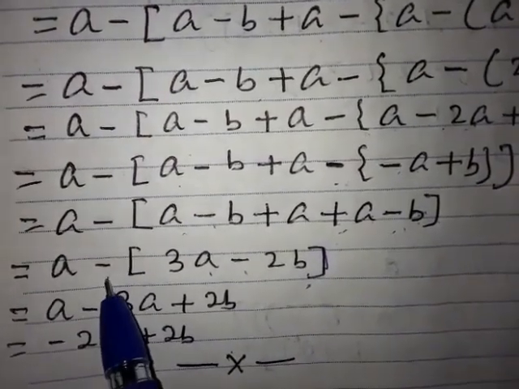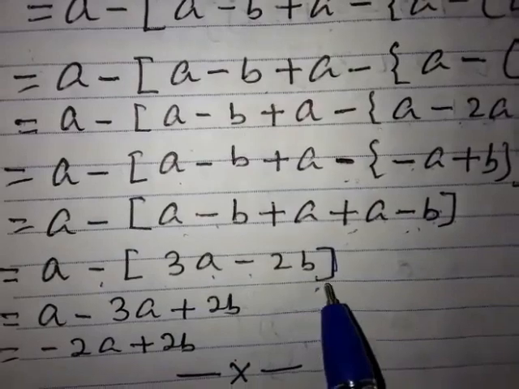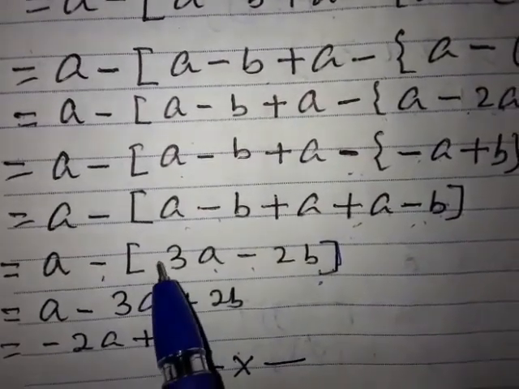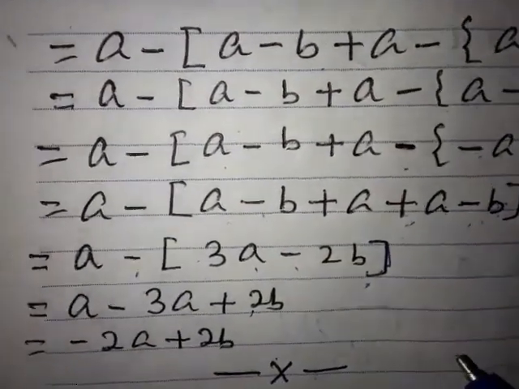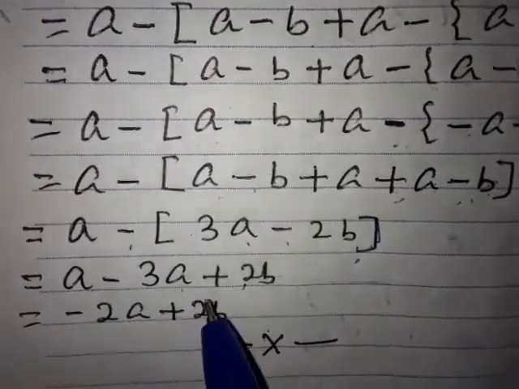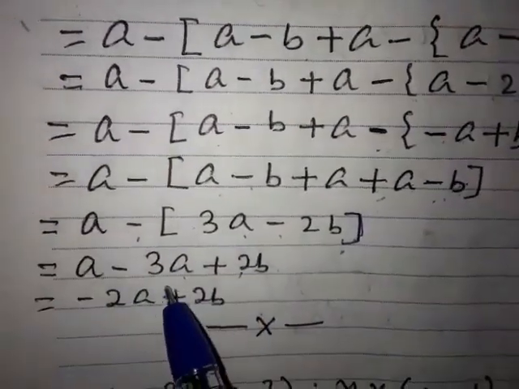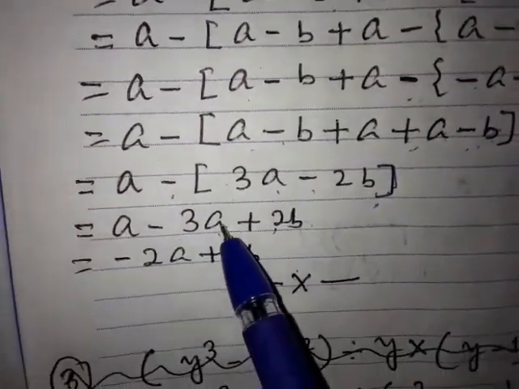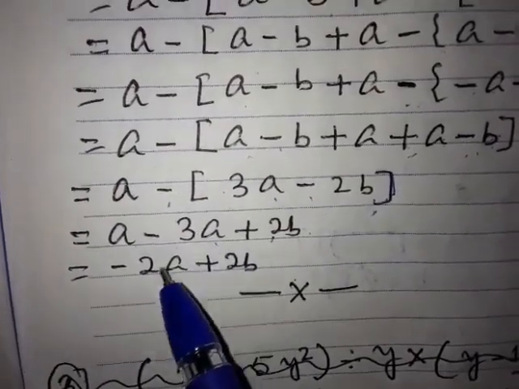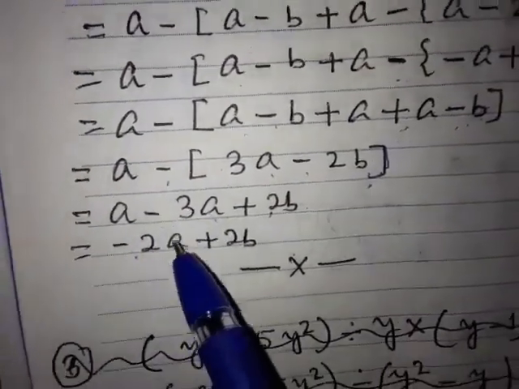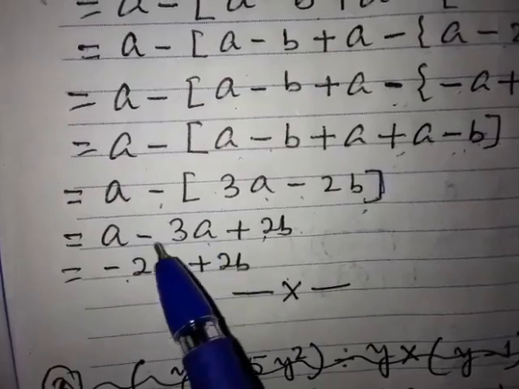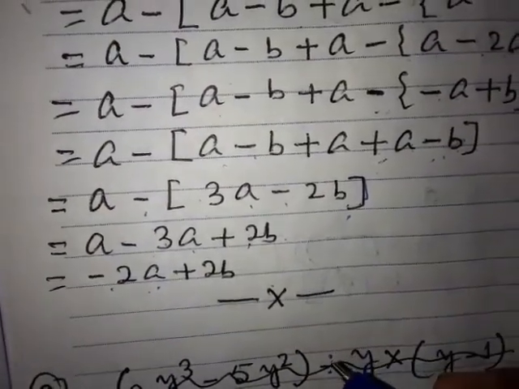Again outside the bracket, what sign? Minus sign. Whenever you are going to remove the bracket, what happened? Their opposite sign came. Now you do the calculations. You know a minus 3a plus 2b, one has a plus sign, one has a minus sign. Before the bigger number, what sign? Put the sign, bigger number minus smaller one. So 3a minus a, 2a, and 2b. This is the answer for this question.